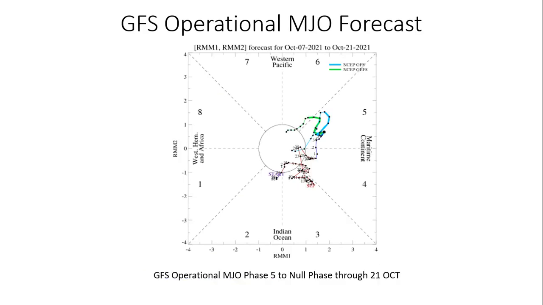We look at the GFS Operational Model MJO forecast. Very similar. We're expecting that the MJO is starting out in phase 5, and it drifts its way back towards that center point of origin, the smaller inner circle. So we're going to transition from a phase 5 to a null phase once again through the 21st of October.